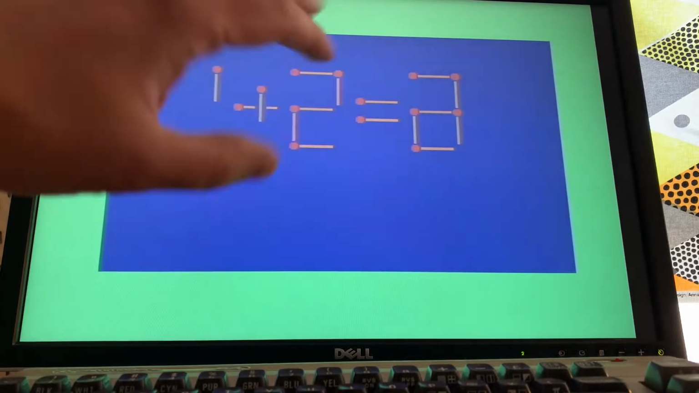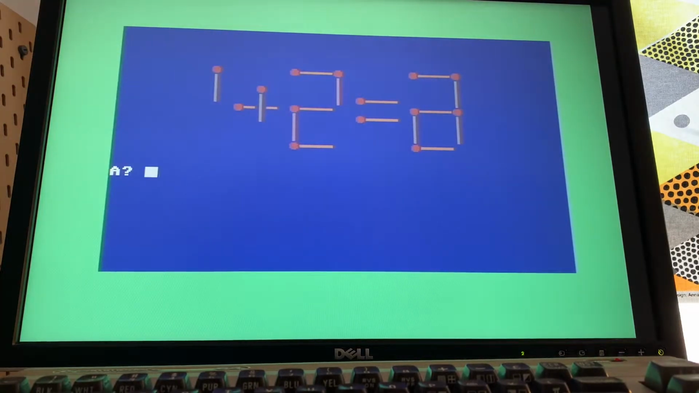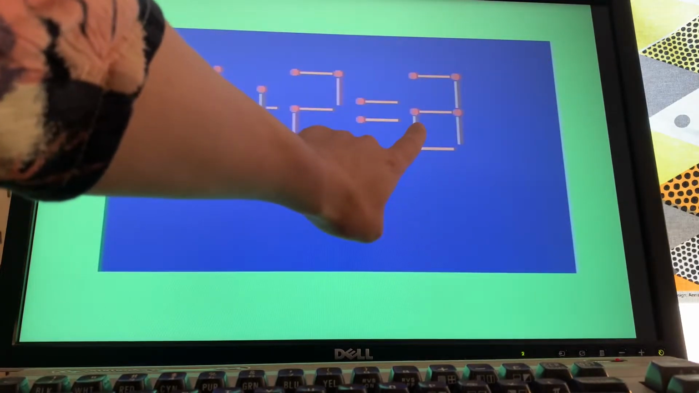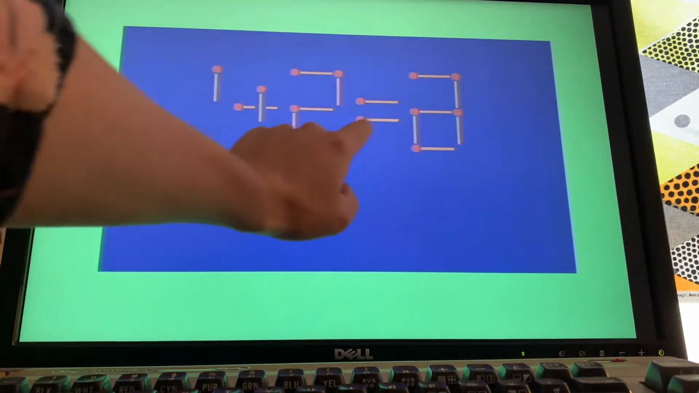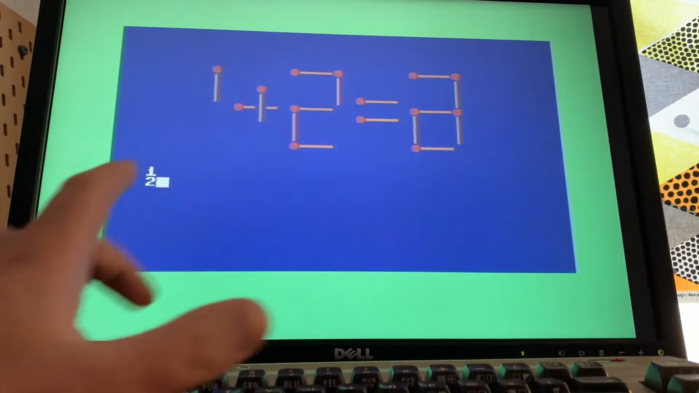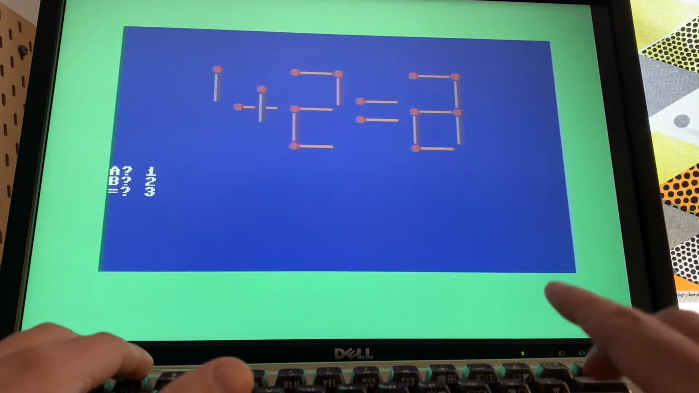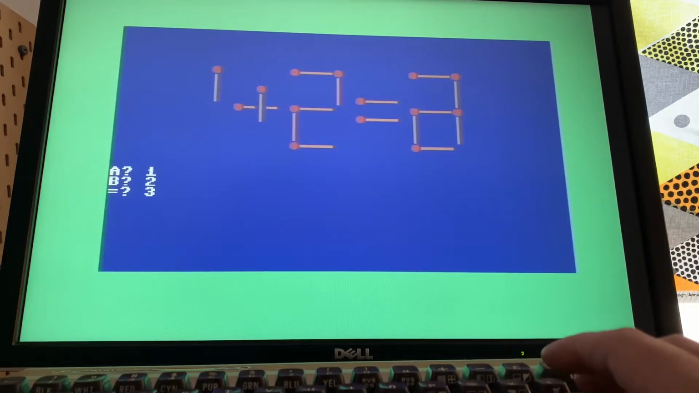And you have seen already that there was some equation in the making, but it was skipped. I'm going to explain later on. In this case, for example, I guess I should move this stick here, and then 1 plus 2 is 3. 1, 2, and 3. And that's correct.